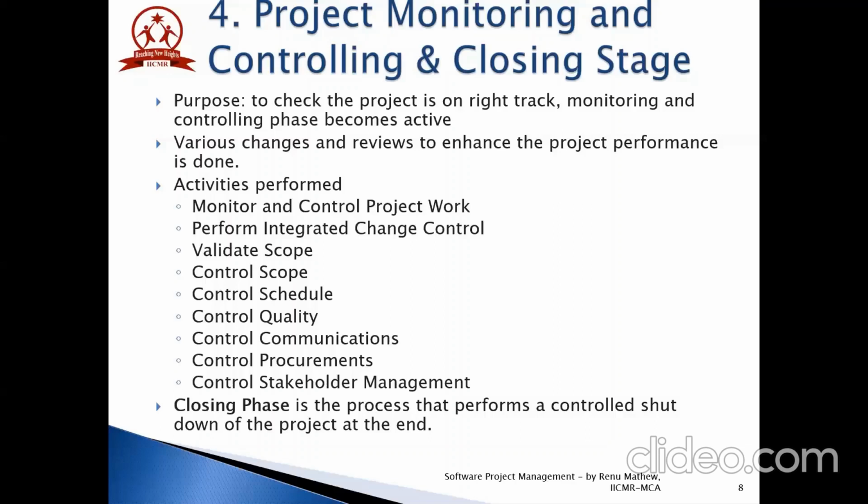The major inputs for the process are project management plan, procurement documents, agreements, approved change request, work performance reports, and work performance data. The outputs are work performance information, change request, project management plan updates, project document updates, and organizational process assets updates.